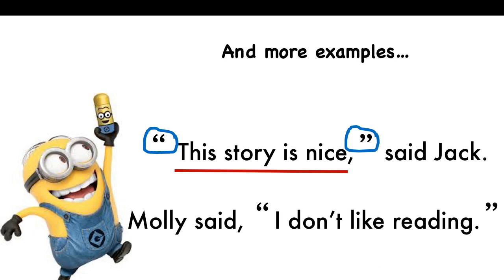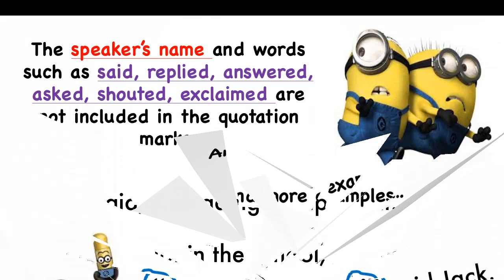Next sentence, Molly said, "I don't like reading." Ask yourself, what did Molly say? Which words are the words that Molly said? She said, "I don't like reading." These are the words that Molly said. So these words need to be in quotation marks, beginning before the word I and ending after the word reading, after the period. So these are what we call quotation marks.